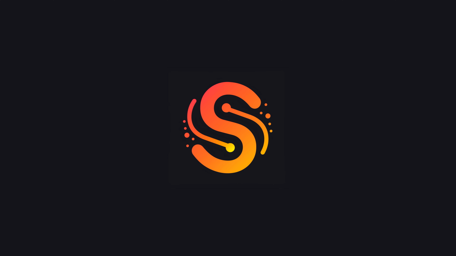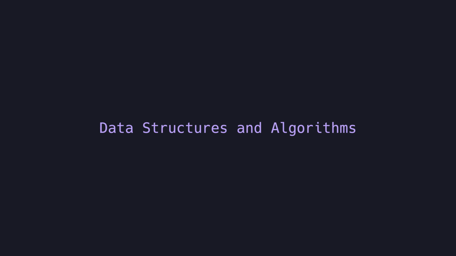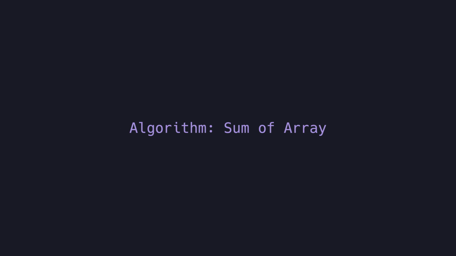Today we are continuing our series on data structures and algorithms where we look into one of the most powerful tools in a developer's toolkit, Big O notation. In order to understand Big O notation, we'll take a few algorithms and analyze their efficiencies. First, let us take a look at an algorithm to calculate the sum of a given array.